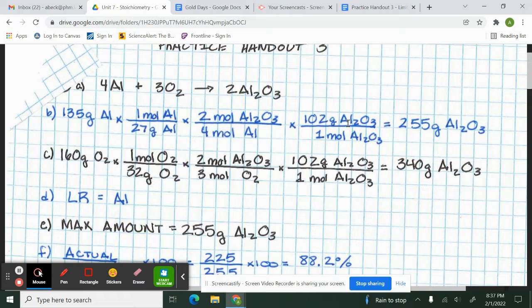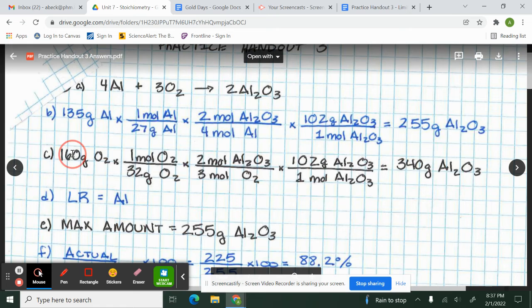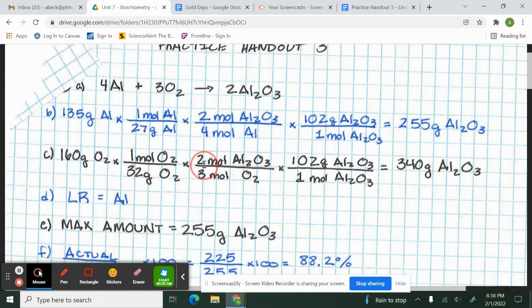Then we have the molar mass of aluminum oxide, which is 102. I got that by doing 2 aluminums, 3 oxygens, divided by 1 mole. And we get 255 grams of aluminum oxide. As I jump down here to oxygen, this is from that question that we just did. I have 160 grams of oxygen. Here's the molar mass. Here's the mole ratio, which we get from the balanced equation. Here's the molar mass of aluminum oxide, and we end up with this mass.